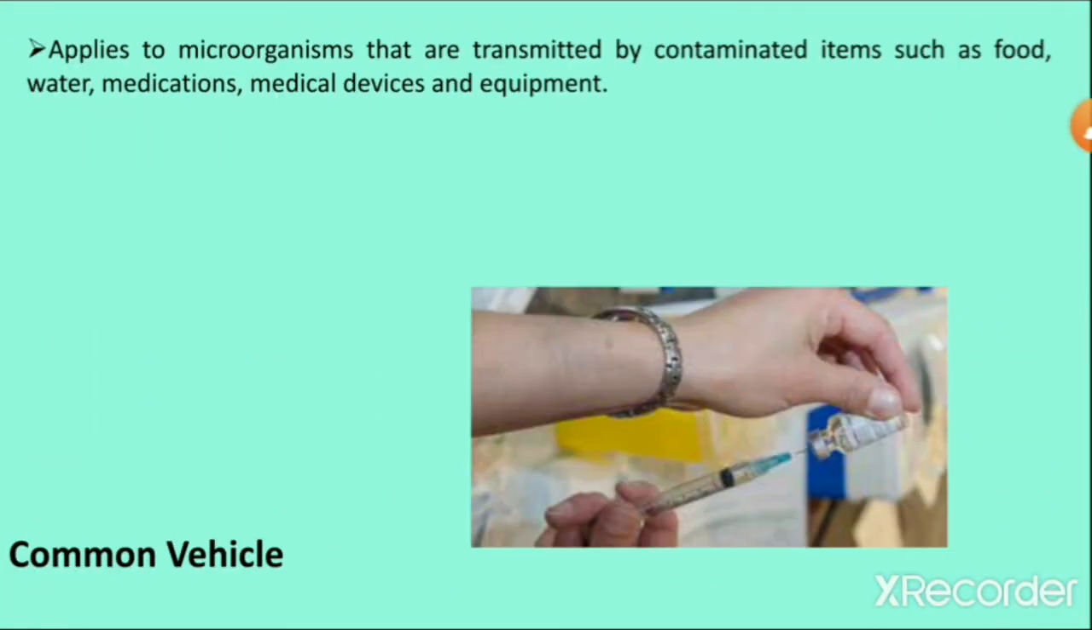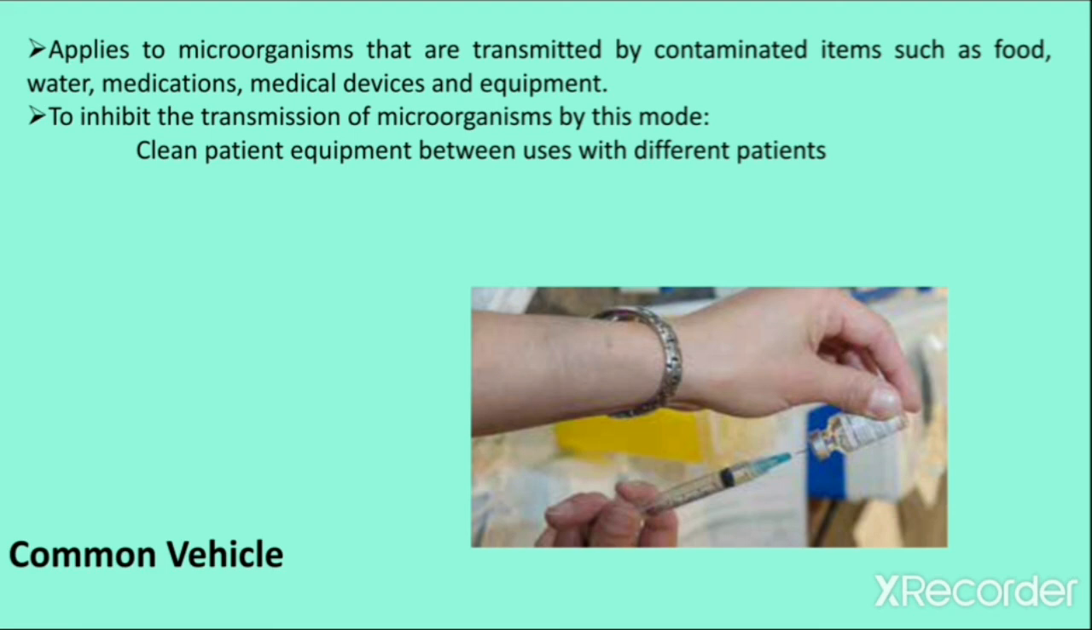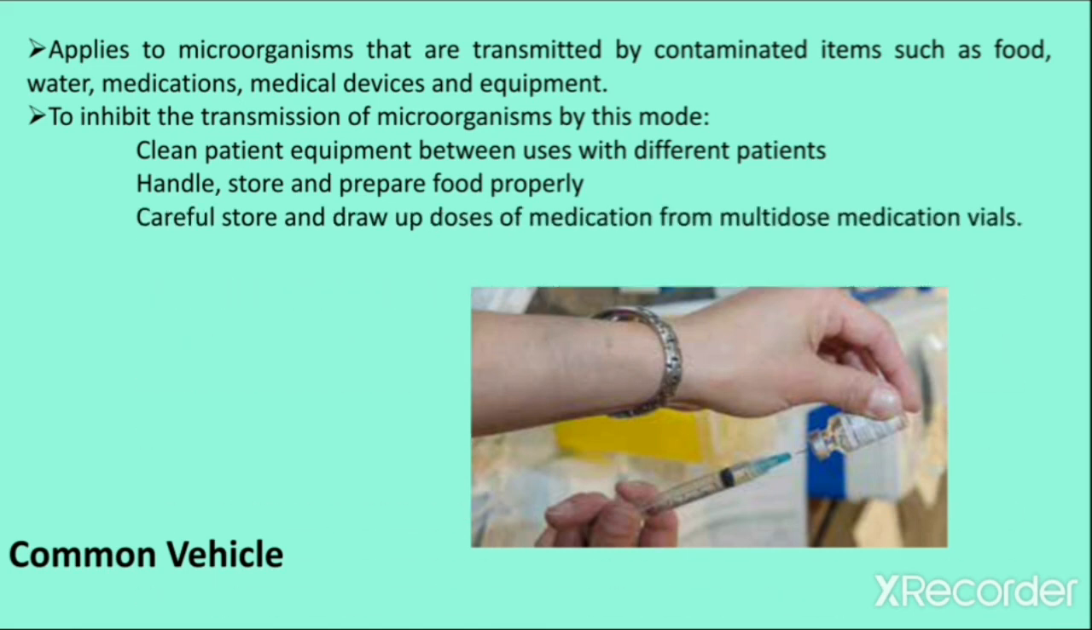Next one, common vehicle applies to microorganisms that are transmitted by contaminated items such as food, water, medications, medical devices, and equipment. To inhibit the transmission of microorganisms by this mode, clean patient equipment between uses with different patients, handle, store, and prepare food properly, and carefully store and draw up doses of medication from multi-dose medication vials.